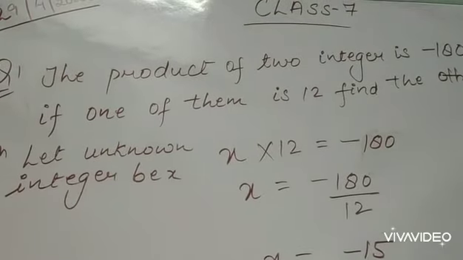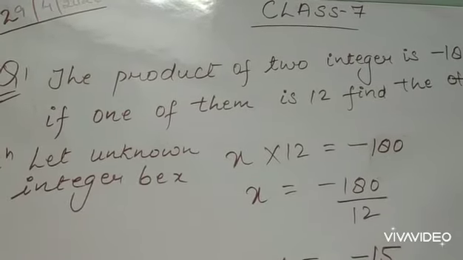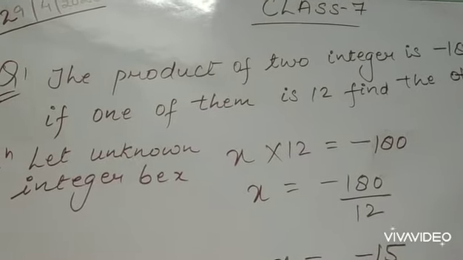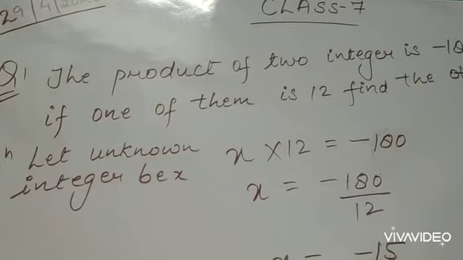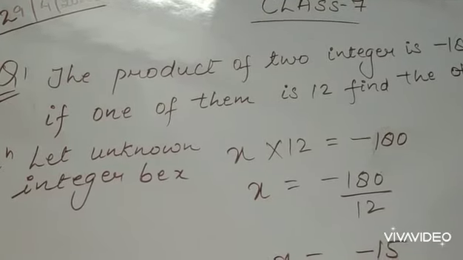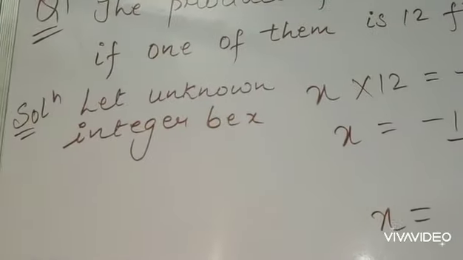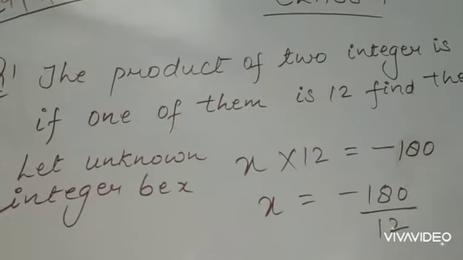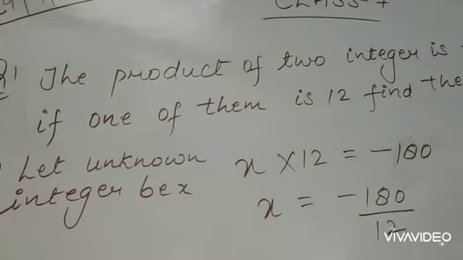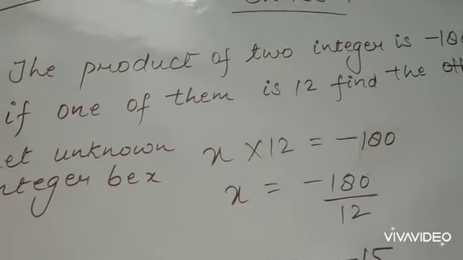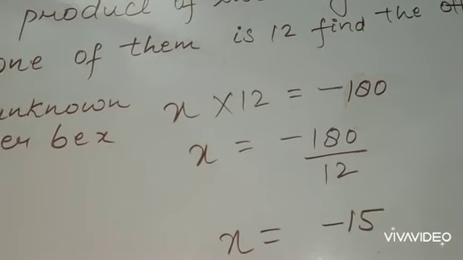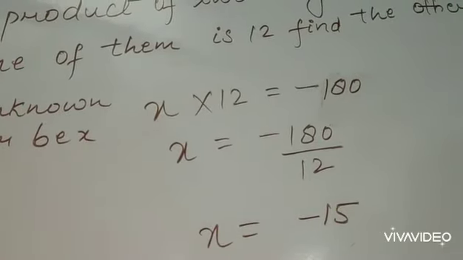See students, if the question had asked for the sum or the difference, and one of the integers is given to you but the other is not, you will suppose the unknown integer to be x. So here the question is the product of two integers is minus 180, one of them is 12. So x multiplied by 12 is equal to minus 180.